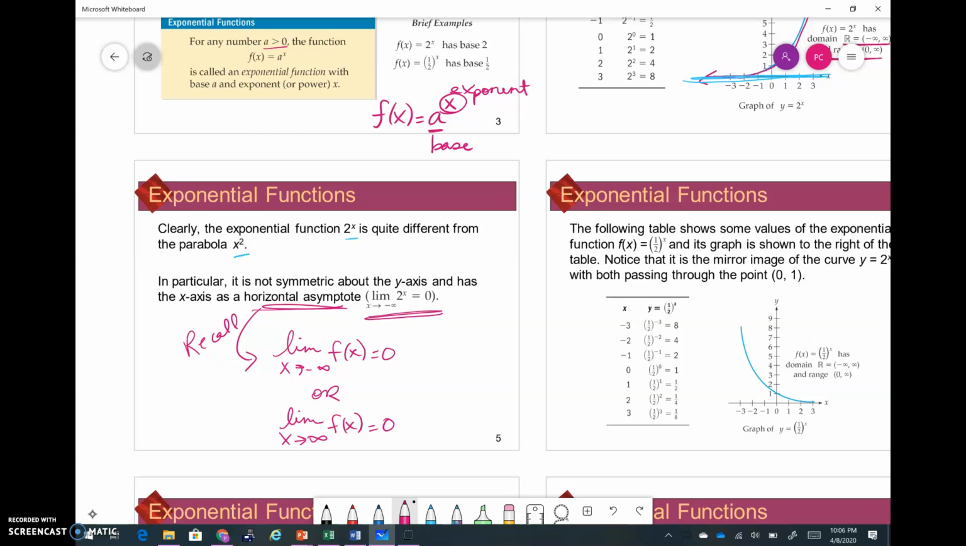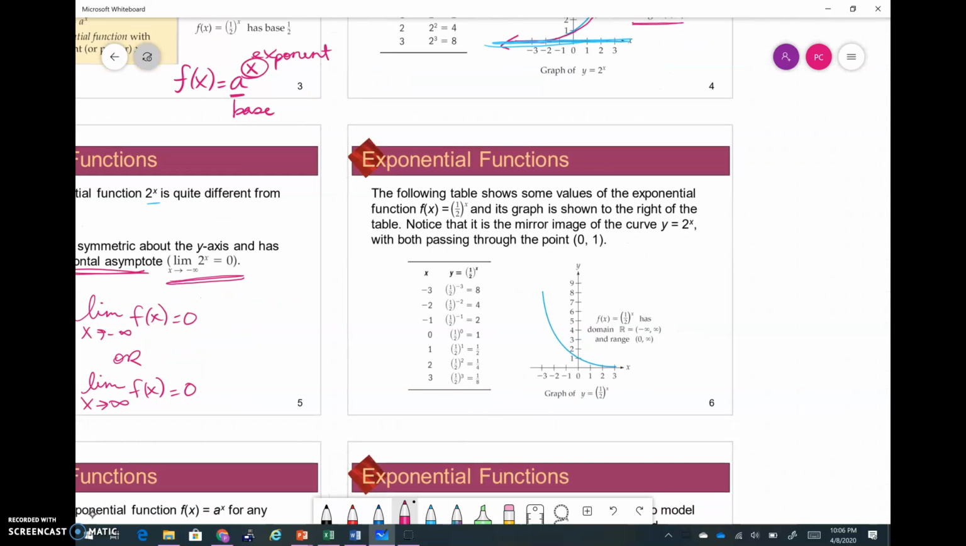So the first function showed an increasing function, and that base was 2, which is greater than 1. What happens if we have a base value that is between 0 and 1, in this case (1/2) to the x? It looks the same basic shape, but it's flipped over the y-axis. We start out very large and decrease down to 0. The domain is still all real numbers from negative infinity to positive infinity, and our range is still 0 to infinity. That's not changing either. But this one is a decreasing function.